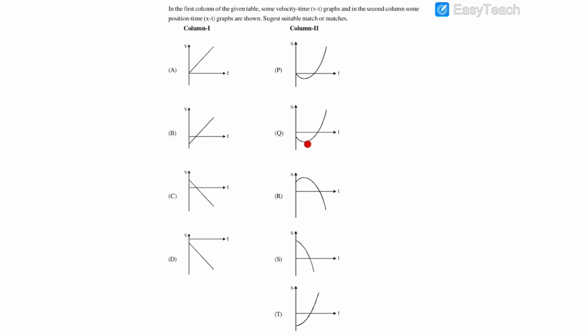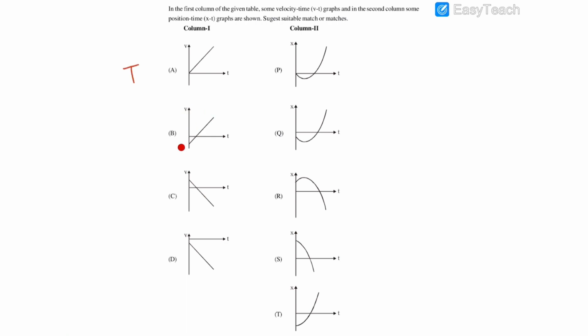Also its base is not at the origin. This is not a correct choice because it is opening in the downward direction, as well as this one. And in this graph, you can see that at t equal to 0, its base is at this position. Okay, so we can say that at t equal to 0, the parabola has its base. So the correct matching for option A is only T.